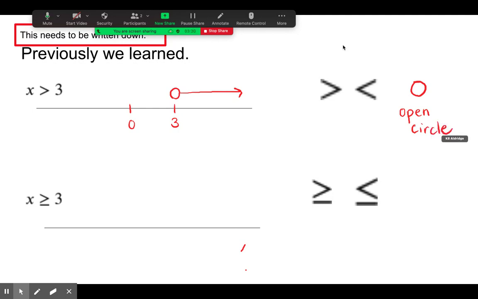Also previously, we learned how to graph x is greater than or equal to 3 as well. So we graph a 0, graph the number 3, and we put a closed circle, and we indicate everything larger than 3. Again, we use a closed circle.